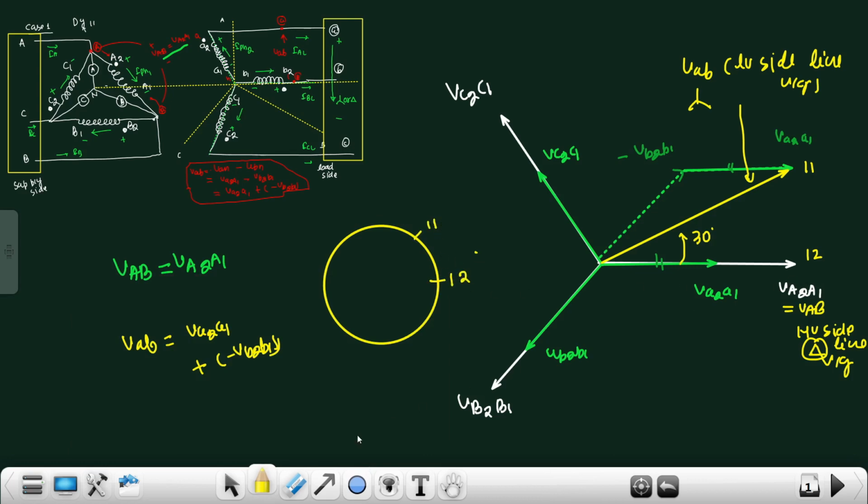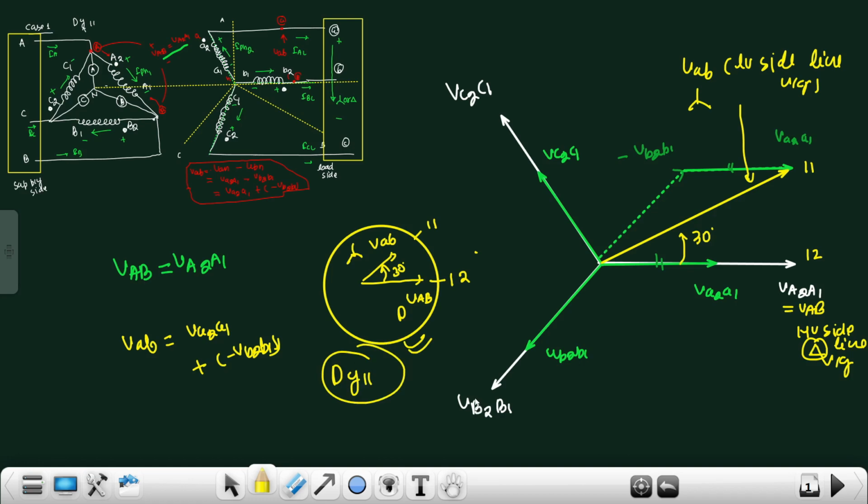And this is VAB, and this is minus VAB, and this is delta and this is in star, and it is 30 degree leading. So this will be DY11 connection.